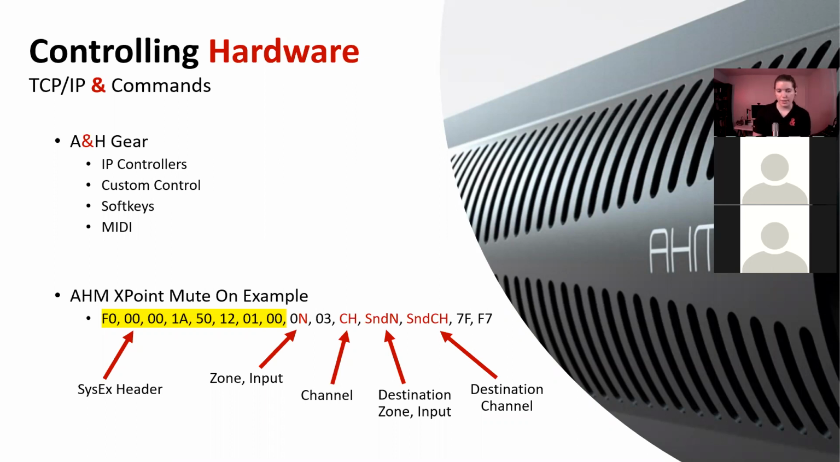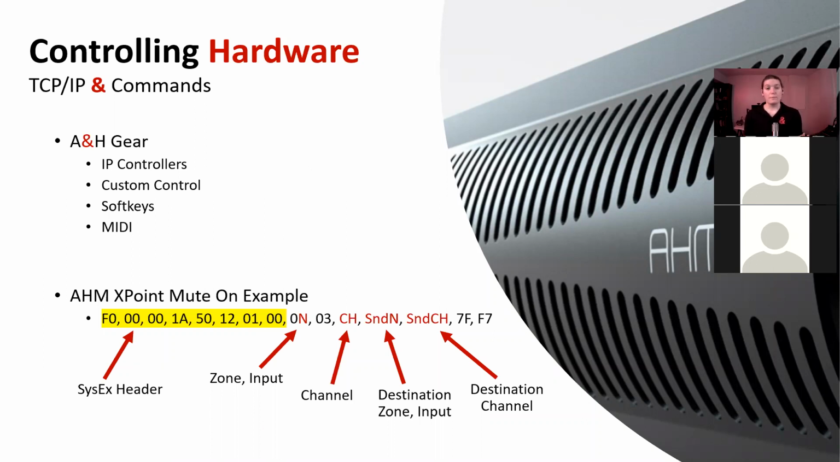And then I've also got these listed. Again, the red on my PowerPoint and all of the huge arrows that are pointing to it are what we're going to be filling in. So is this a zone or an input? And then it's 0, 3. And then which channel are you talking about? Which channel of input or zone? And then you're going to list the destination zone or input.